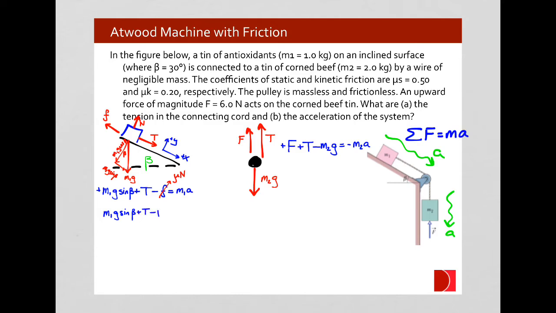We're going to start with the coefficient of static friction, because we're going to make sure that the system is actually going to move, that static friction isn't so much that it will actually stop the system from moving at all. This is the coefficient of friction times the normal force. The normal force is being balanced out by the perpendicular component of gravity.